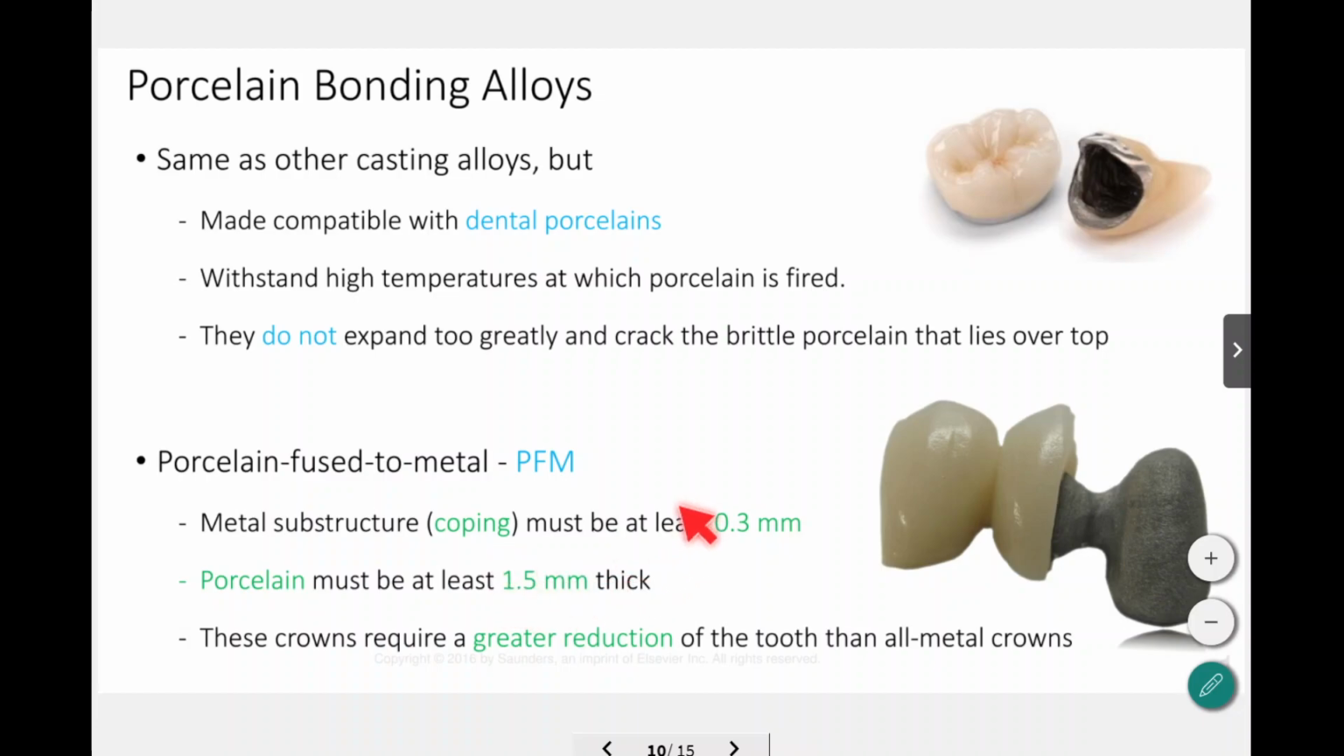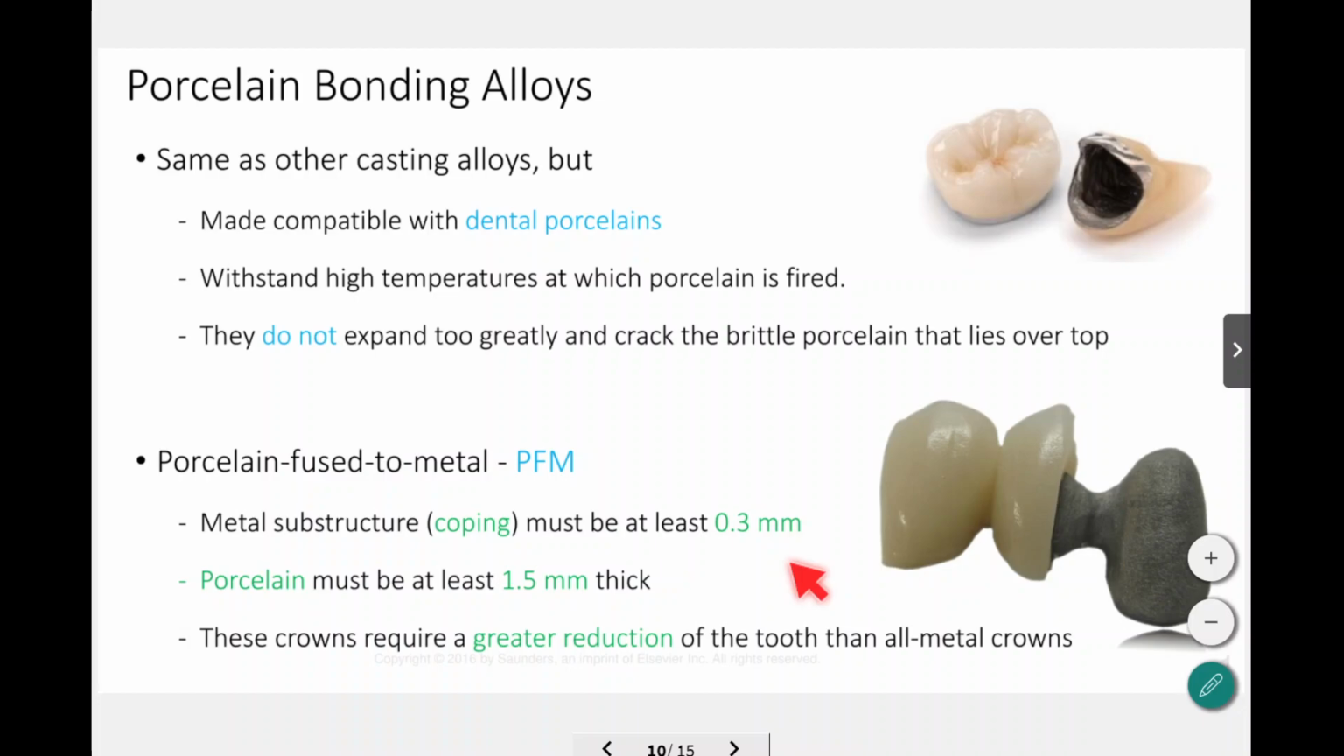Although, again, they might look better, we have to reduce more of the tooth when we want to make a porcelain fused to metal than if we want to just put all metal crowns. Because technically, if you put in all metal crowns like a stainless steel crown, you only need 0.3 millimeters reduction of the tooth. You just need to cut a little bit of the tooth to be able to place the crown on top of it.